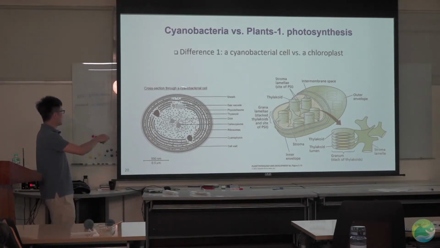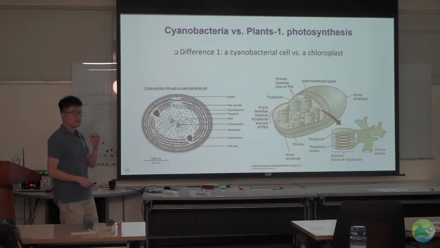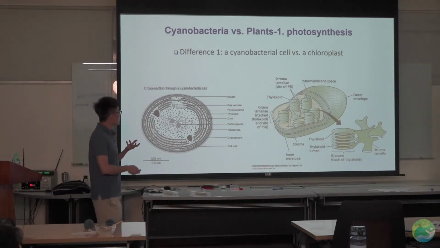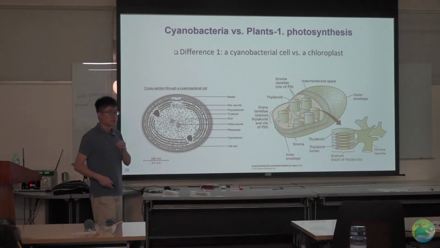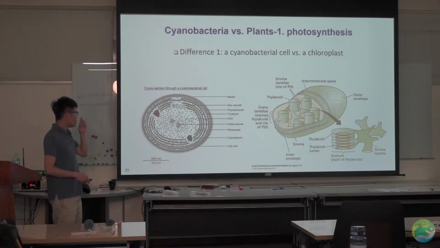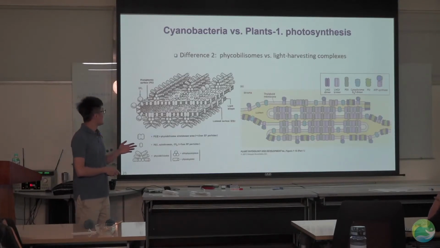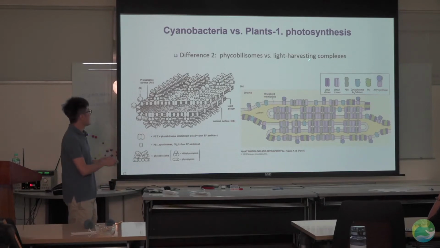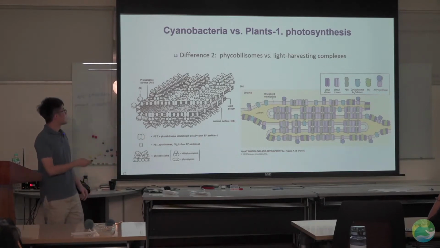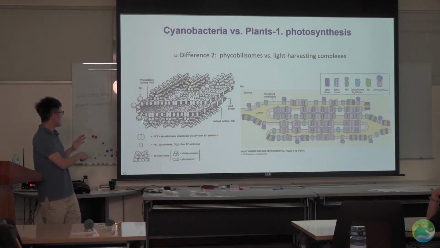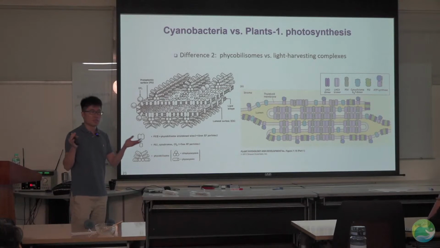In cyanobacteria, that happens in a single cell. So a single cell looks like a chloroplast. But a chloroplast is an organelle in a plant cell. You can only find chlorophylls in chloroplasts, but not in the other parts of a plant cell. And they also have different light harvesting complexes. In cyanobacteria, they use the phycobilisome as an antenna complex so they can harvest more light.